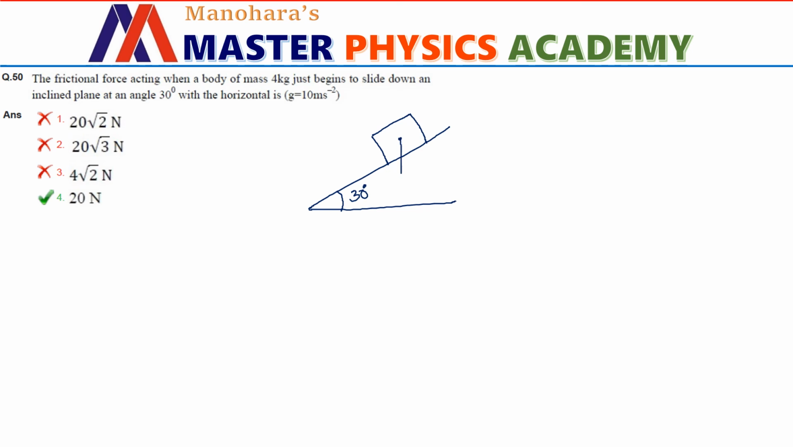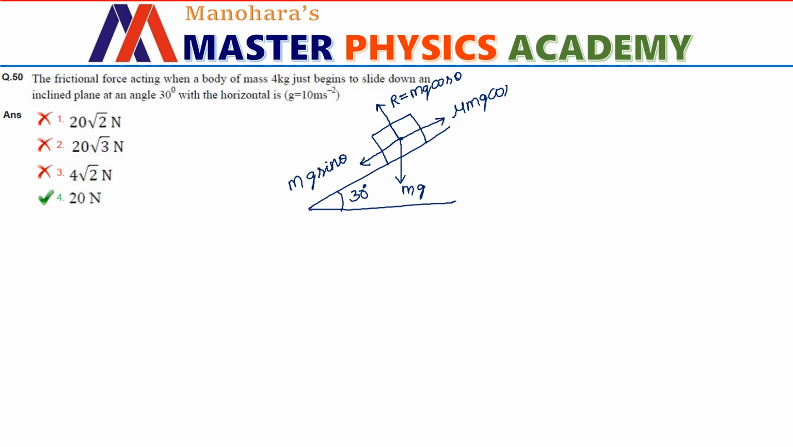There is a weight acting downwards, which is mg. There is a normal reaction acting perpendicular to the surfaces in contact with magnitude mg cos theta, and there is a component of weight acting down the inclined plane, which is responsible for the motion of the block downwards, which will be equal to mg sin theta. There will be a frictional force acting up the inclined plane, which is mu mg cos theta.